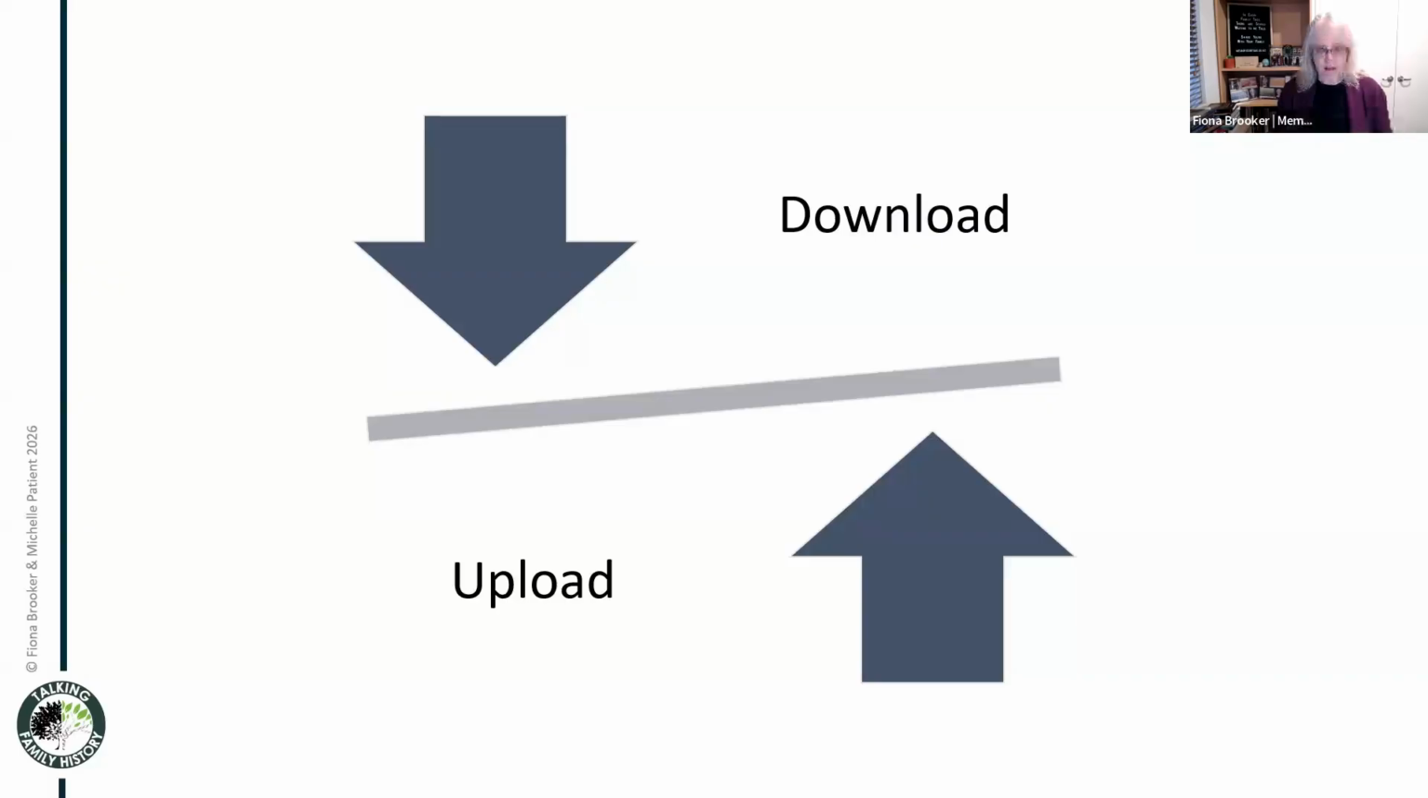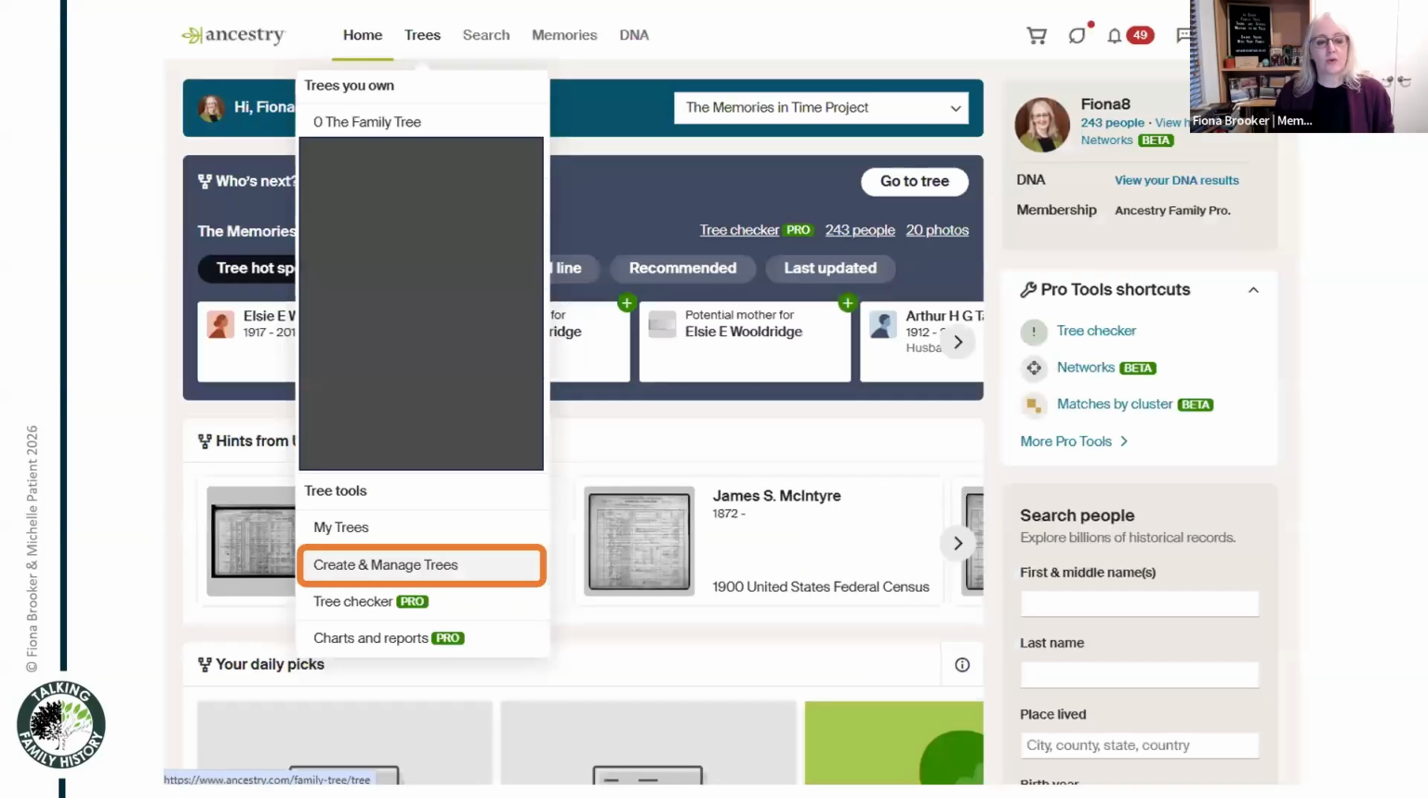And just as we can download a file, we can also upload a GEDCOM file as well. So maybe someone else has given you a file, maybe you have been using another program and you're now wanting to put that tree onto Ancestry. All you have to do is go to the home page at the top or the trees button at the top, click on that and you'll see a create and manage trees. I've just shaded some tree names out there, just if you're wondering what those big grey spots are.